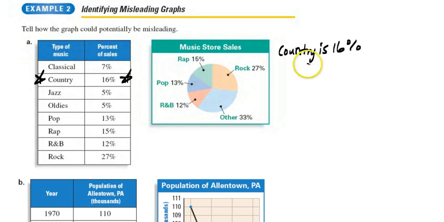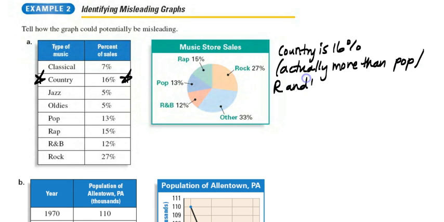So country is 16%. It's actually more than pop and R&B, but it was thrown in the other category.